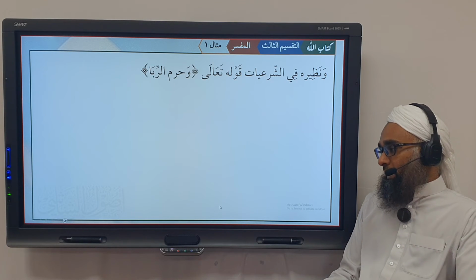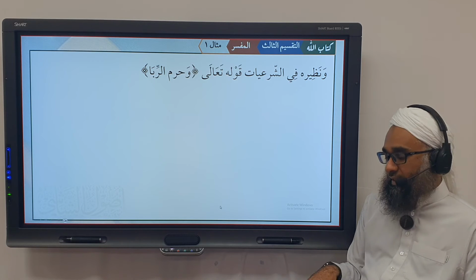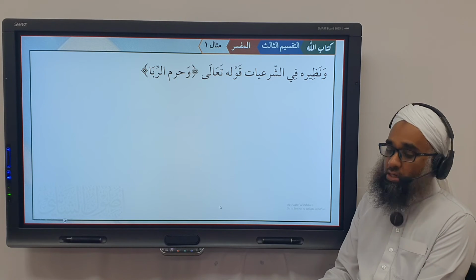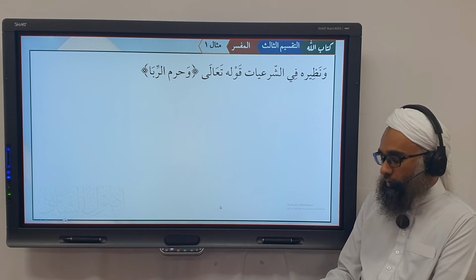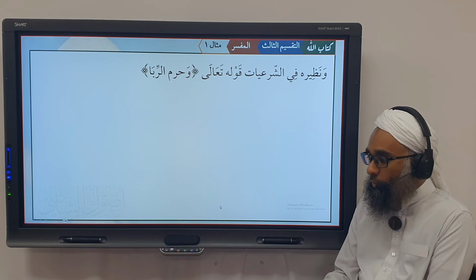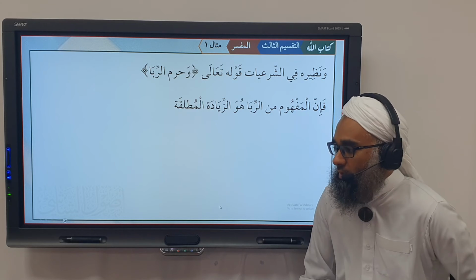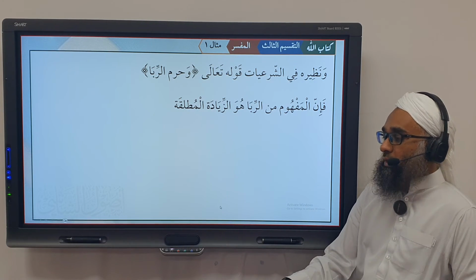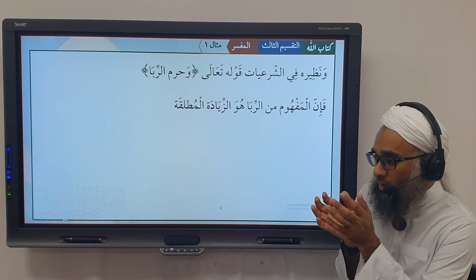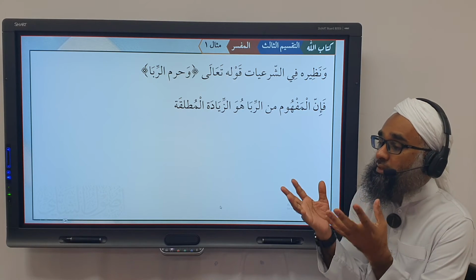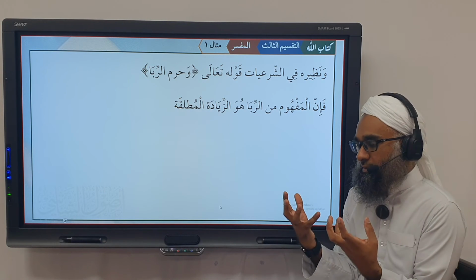The example here in Shari'iyat, meaning in Nusus: وَحَرَّمَ الرِّبَا. It comes in the Quran: أَحَلَّ اللَّهُ الْبَيْعَ وَحَرَّمَ الرِّبَا. So فَإِنَّ الْمَفْهُومَ مِنَ الرِّبَا هُوَ الزِّيَادَةُ الْمُطْلَقَةُ. That the word رَبَا يَرْبُو فَلَا يَرْبُو عِنْدَ اللَّهِ. So رَبَا يَرْبُو means to increase.